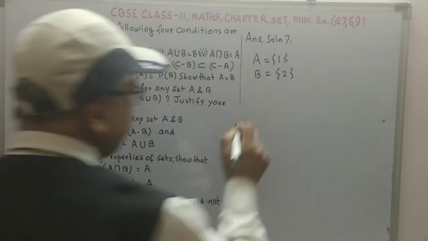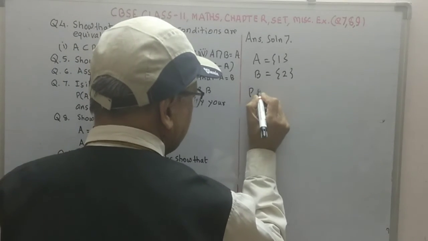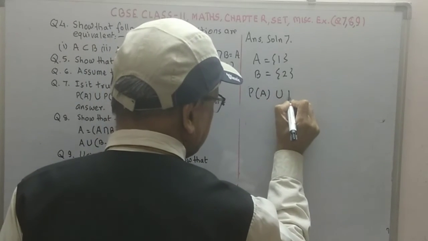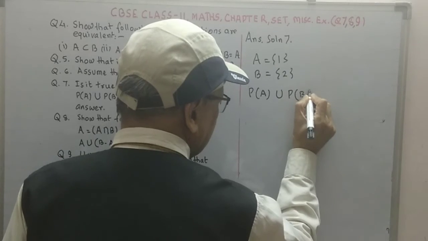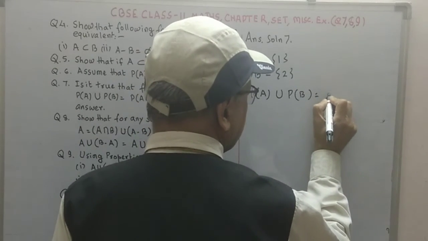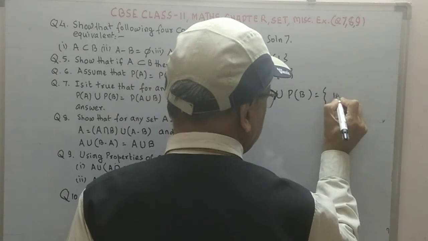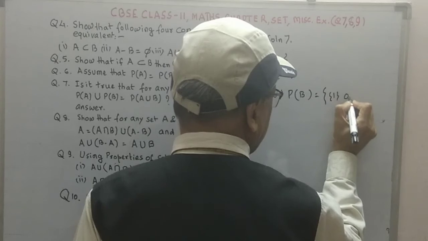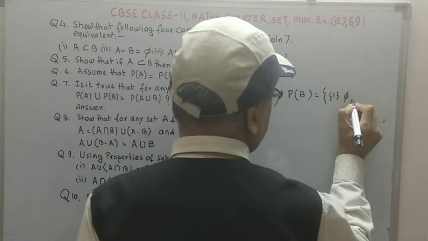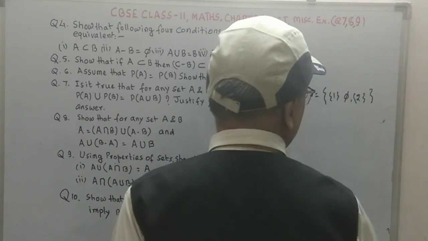तो पावर सेट A क्या होगा? Suppose A is 1 and set B is 2, then power set A union power set B will be power set A: set 1, then 5, and then union power set B. पावर सेट B क्या होगा, 2, and 5 दोबारा नहीं लिखेंगे.